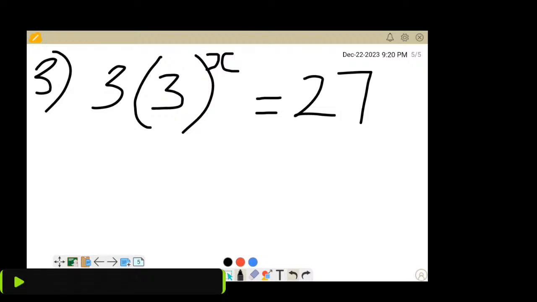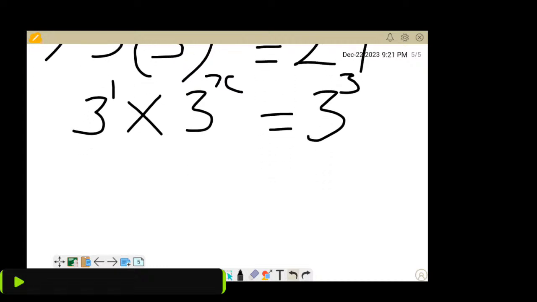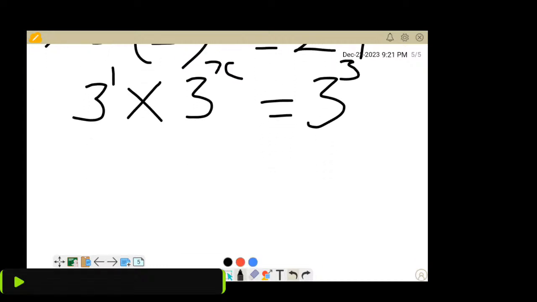What you can easily do here is to apply the law of indices. The 3 outside the bracket is carrying the power of 1. The 3 inside the bracket is carrying x, and our 27 is also equal to 3 raised to the power 3. Now we've simplified this. What we just need to do next is to apply the laws accordingly. When you have this multiplication sign, you can resolve this side to 3 raised to the power 1 plus x, because that multiplication makes us add the powers of the 3, since they are the same base.